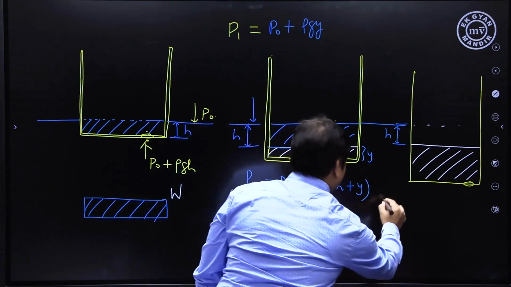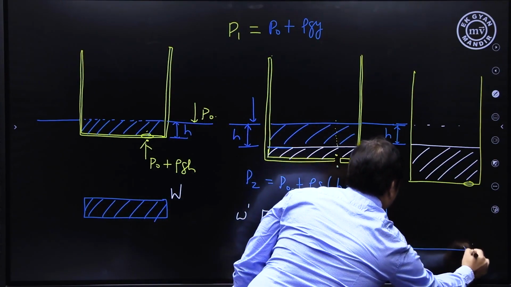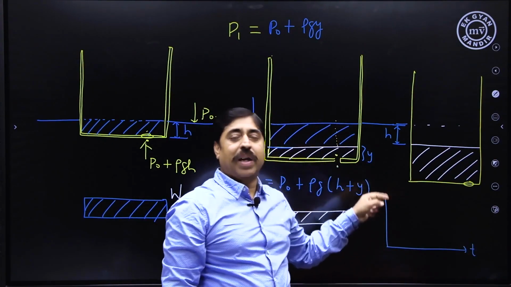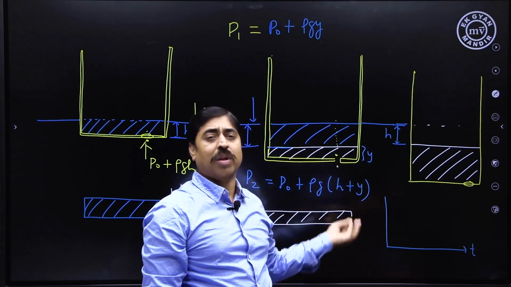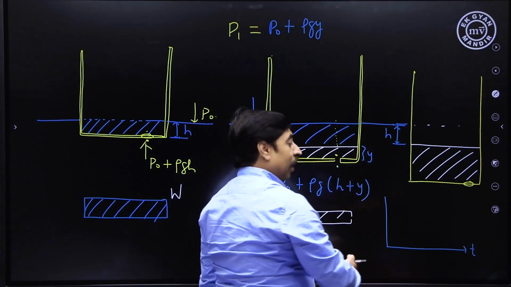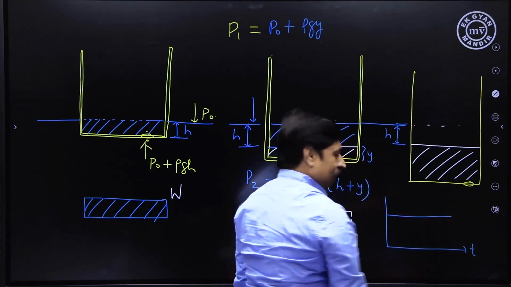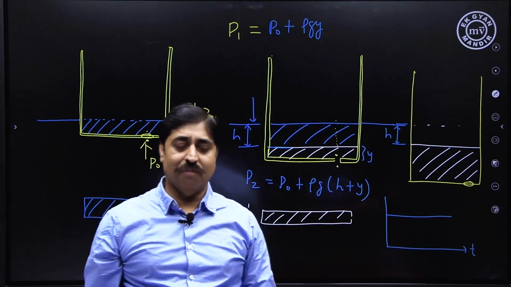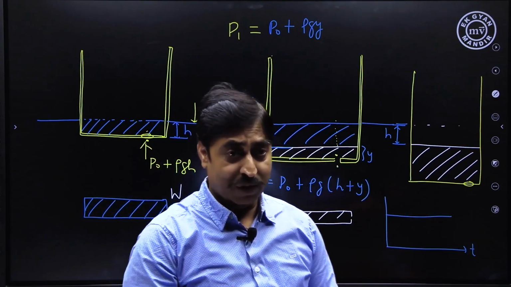So the graph that is being asked, on the y axis we are taking the rate of water flow into the boat. With time it is not going to vary, it will be a flat straight line. I hope you have understood this.